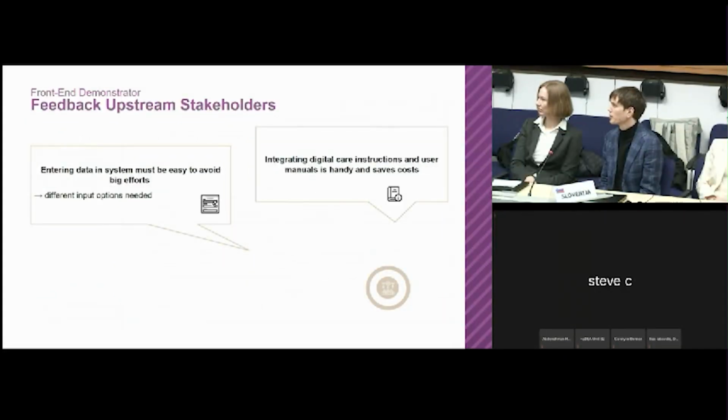In terms of upstream stakeholders, for them it was important that entering the data is easy and doesn't create too much effort, and it needs different formats for different types of companies. And for them it's really a chance to digitalize current things which are physical, such as user manuals or care labels, which could save costs.